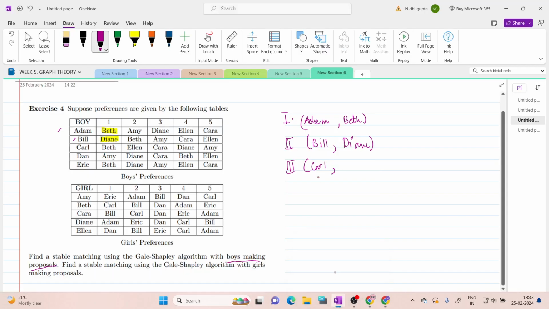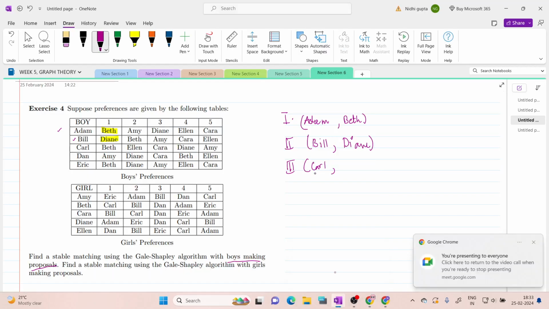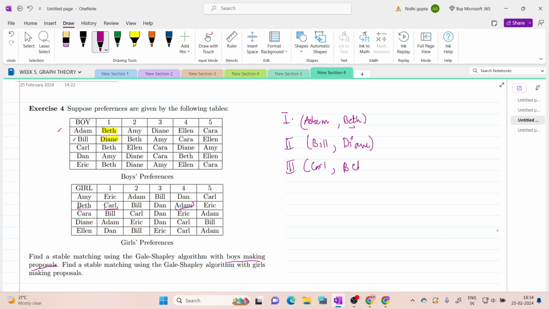So what about Carl? Who is the first preference for Carl? Beth. But can we assign? Since Beth is not free, Beth is already engaged, we look at the preferences of Beth. Beth prefers Carl over Adam. Therefore, Carl will get engaged to Beth.